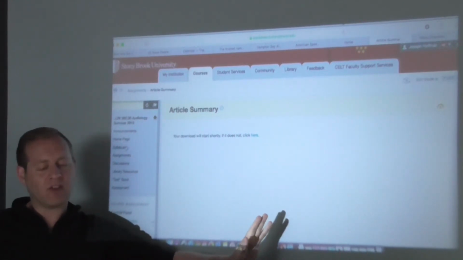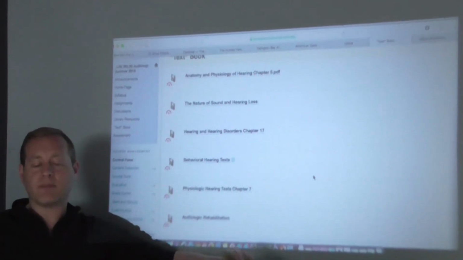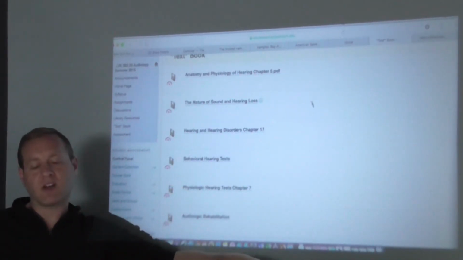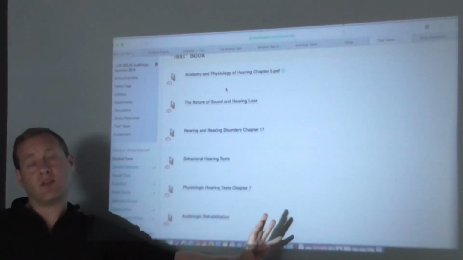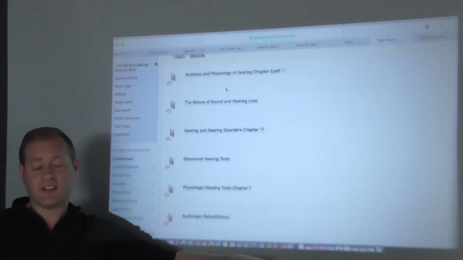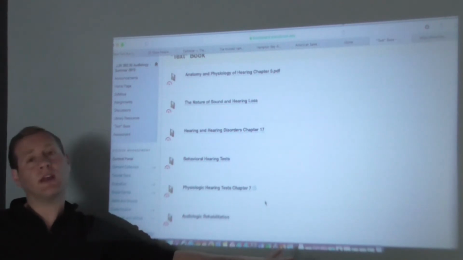Alright, going back to Blackboard, just a quick note, the link on the left-hand side that says textbook includes all the readings that you're going to be required to complete throughout the semester. If you see the first reading is labeled Anatomy and Physiology of Hearing, that will be related to our first unit, that will be related to the information that you need for your first exam, and so on as we move forward. The readings are required, guys. You must do these readings.